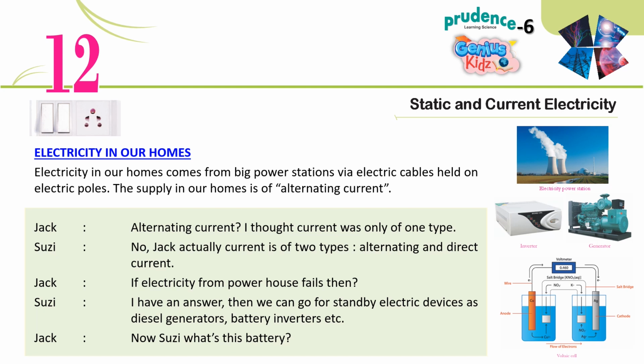Jack: Alternating current? I thought current was only of one type. Susie: No, Jack, actually current is of two types, alternating and direct current. Jack: If electricity from the powerhouse fails, then? Susie: I have an answer. Then we can go for standby electric devices such as diesel generators, battery inverters, etc. Jack: Now Susie, what's this battery?